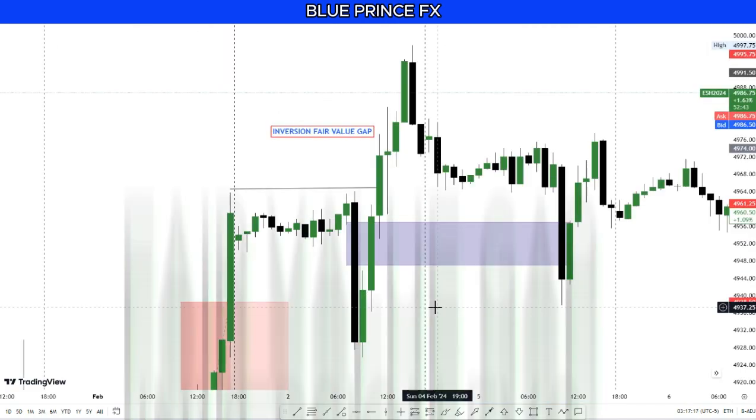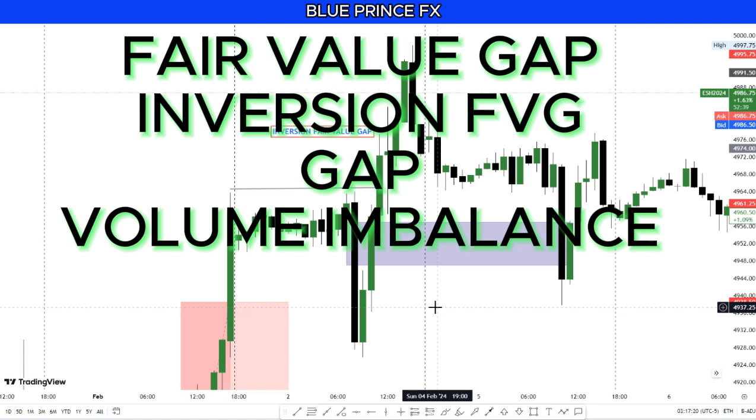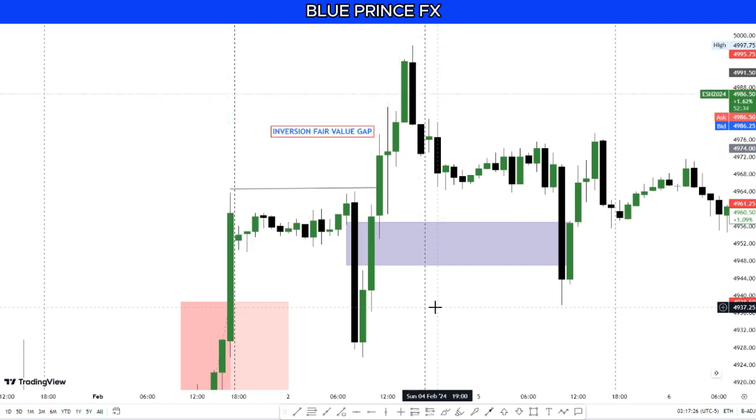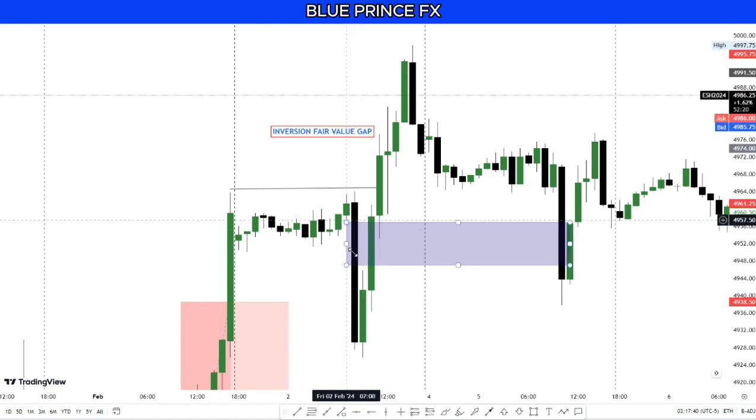Okay, guys, the next PD array that we're going to discuss is the fair value gap. We're going to discuss the fair value gap, the inversion fair value gap, and the gap combined together because they are basically the same thing. So what is a fair value gap? A fair value gap is a consecutive candle pattern whereby the low of the first candle, this low, does not overlap with the high of the third candle, right? So the space in between where the wicks do not overlap is known as a fair value gap.